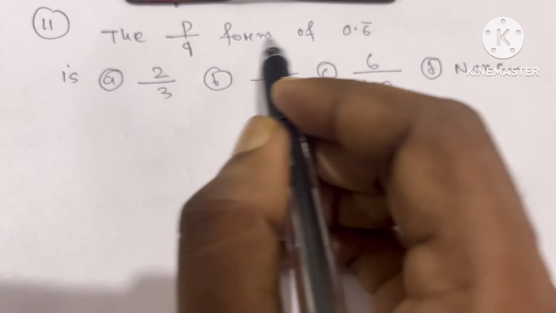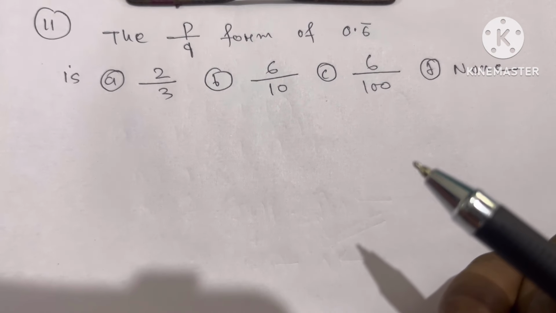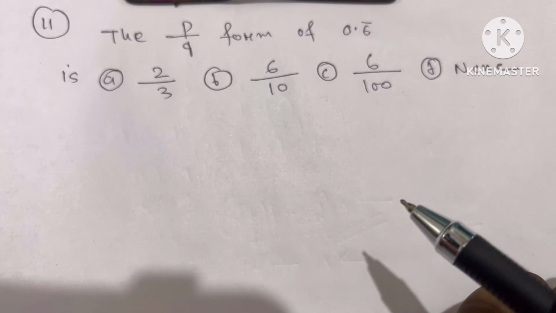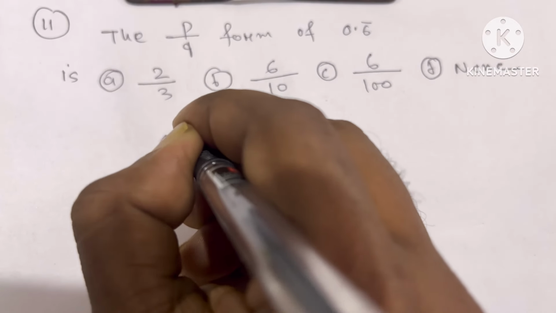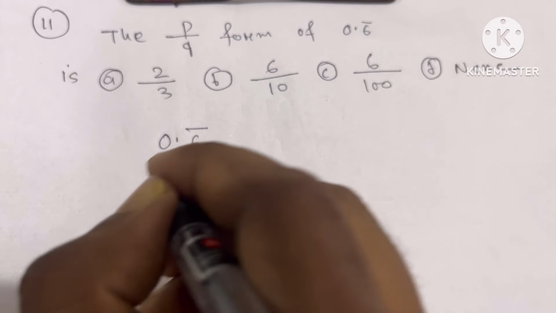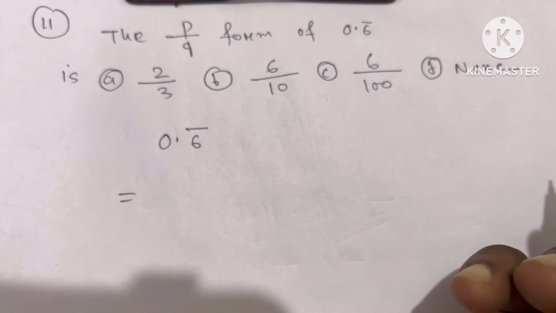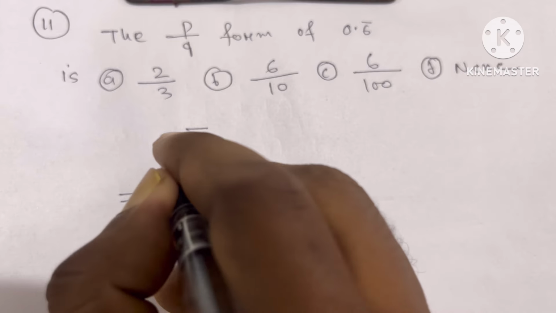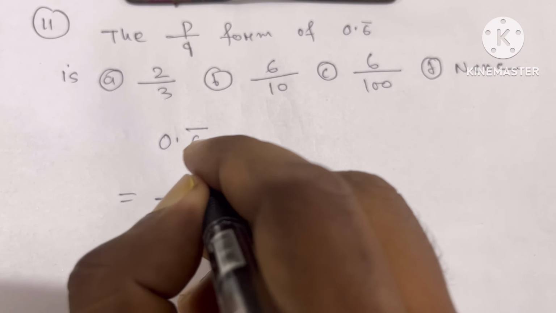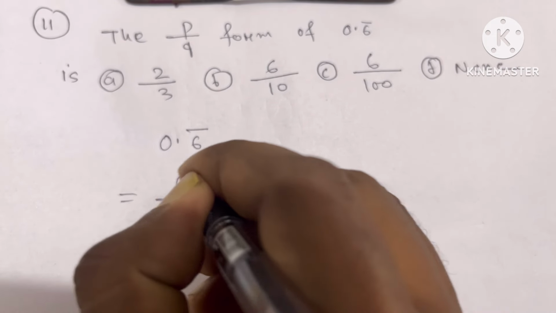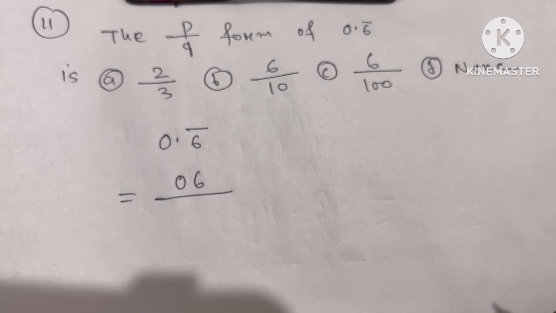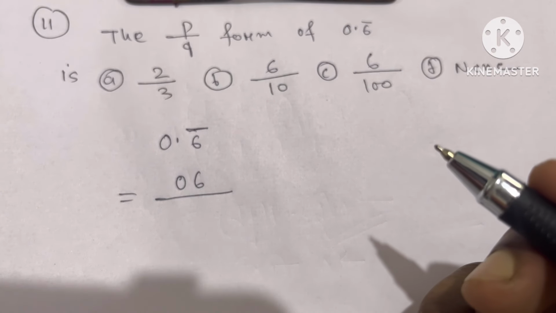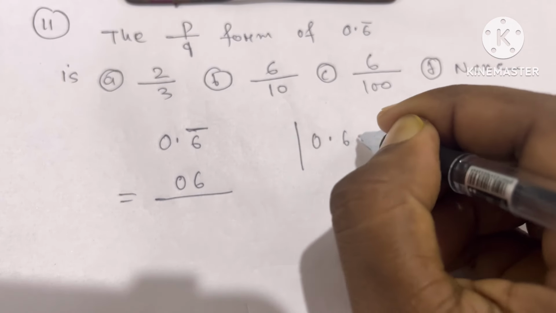So question number 11. The p by q form of 0.6 bar: options 2 by 3, 6 by 10, 6 by 100, none of these. So how will we find it? Very simple. By using a shortcut, we can write it in the form of p by q. If you have 0.6 bar, remove the point and write the bar number in the numerator, but don't write the bar. Because of the bar, you see how many repeating digits the number has. This number can be written as 0.66666.